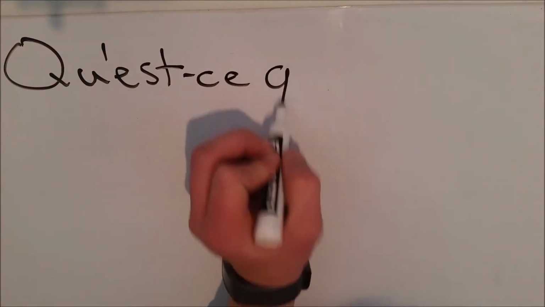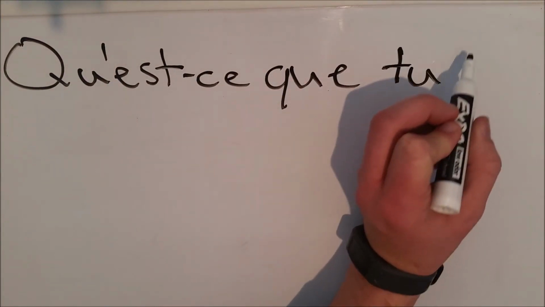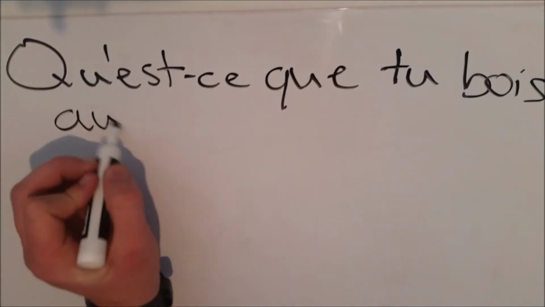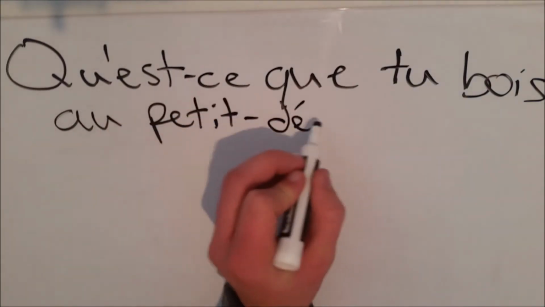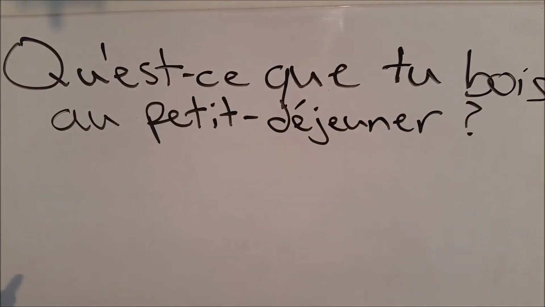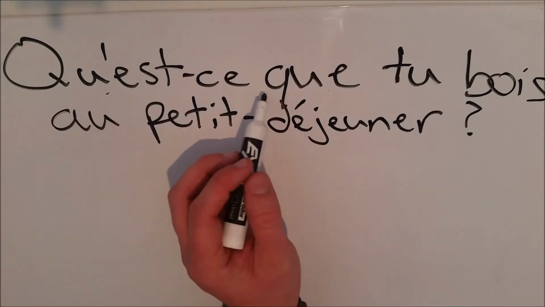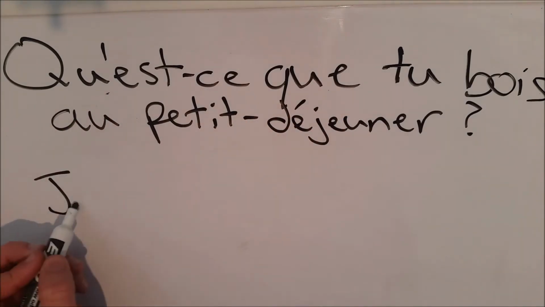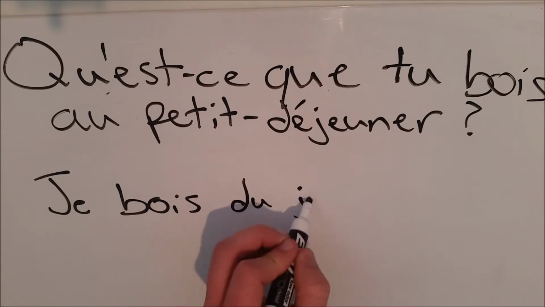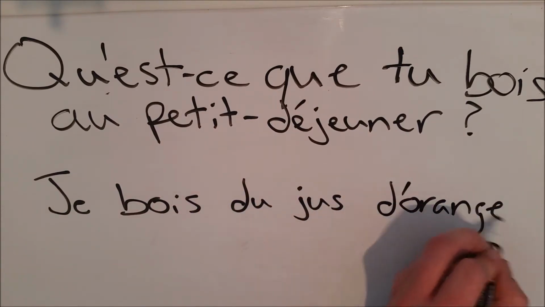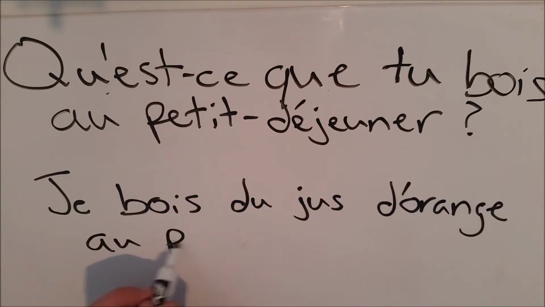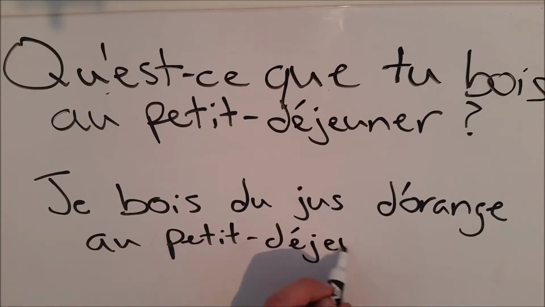Then we have, qu'est-ce que tu bois au petit déjeuner? We're asking about a thing, but it's also the object of the verb boire. To which we would respond, je bois du jus d'orange au petit déjeuner. So jus d'orange is a thing, but it's also the object of the verb boire. It's what we drink.